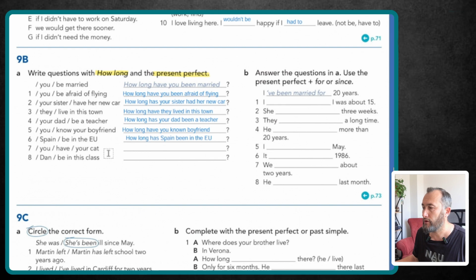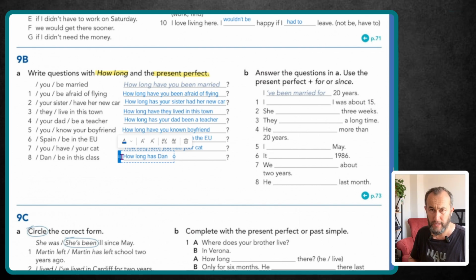7, you have your cat. So how long have you had your cat? Dan is a boy's name, so it's he. For he we use has. So how long has Dan? How long has Dan? The verb is be, past participle, been in this class. That's it. Now A part is done.